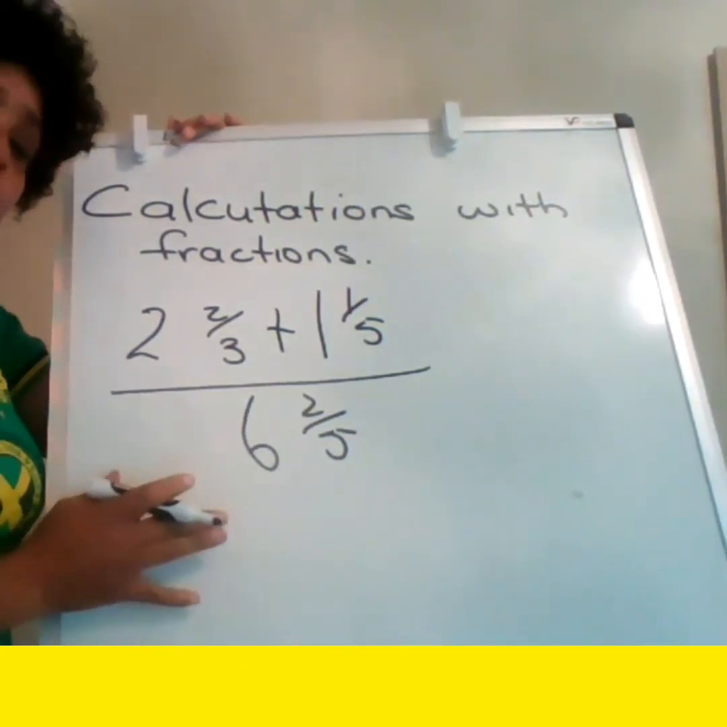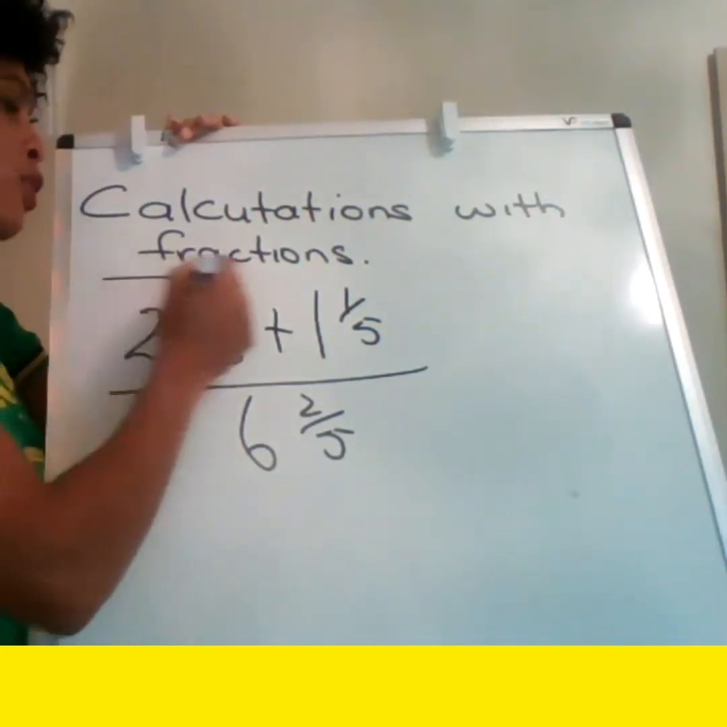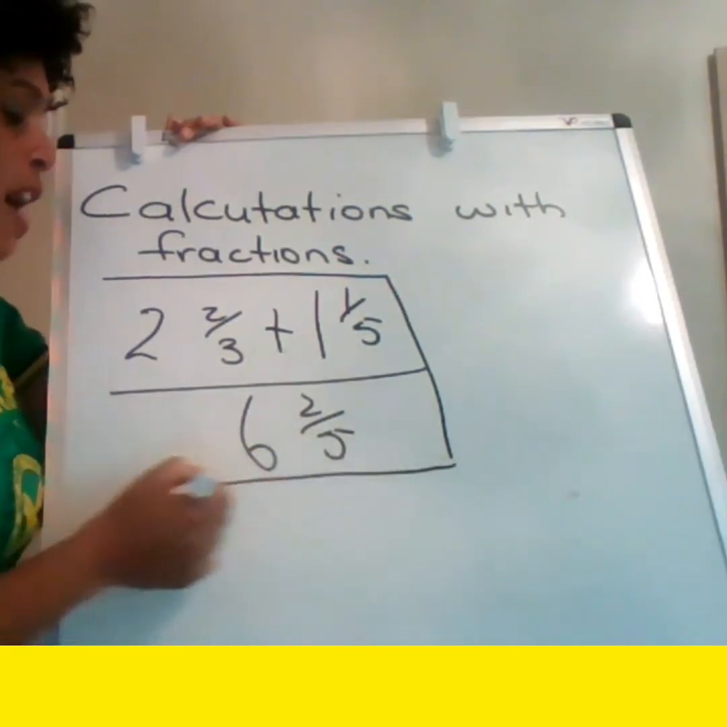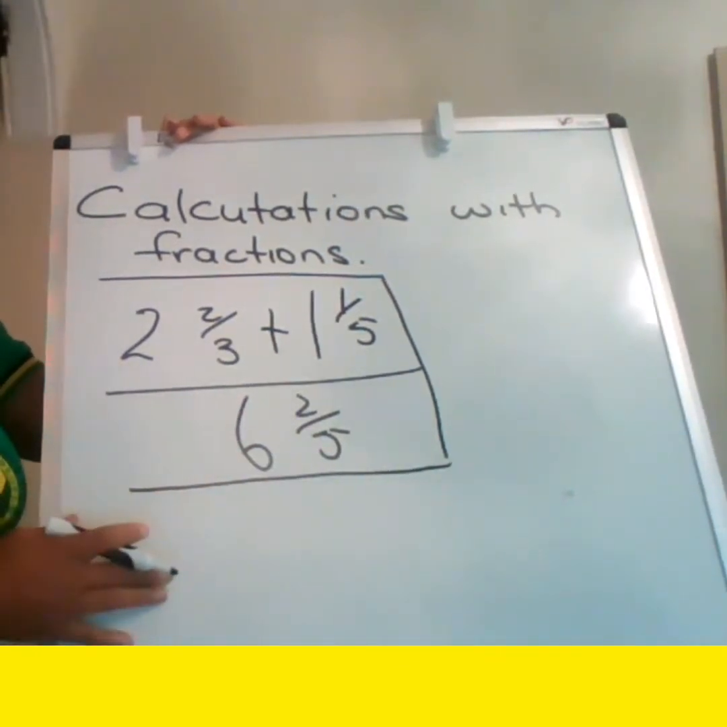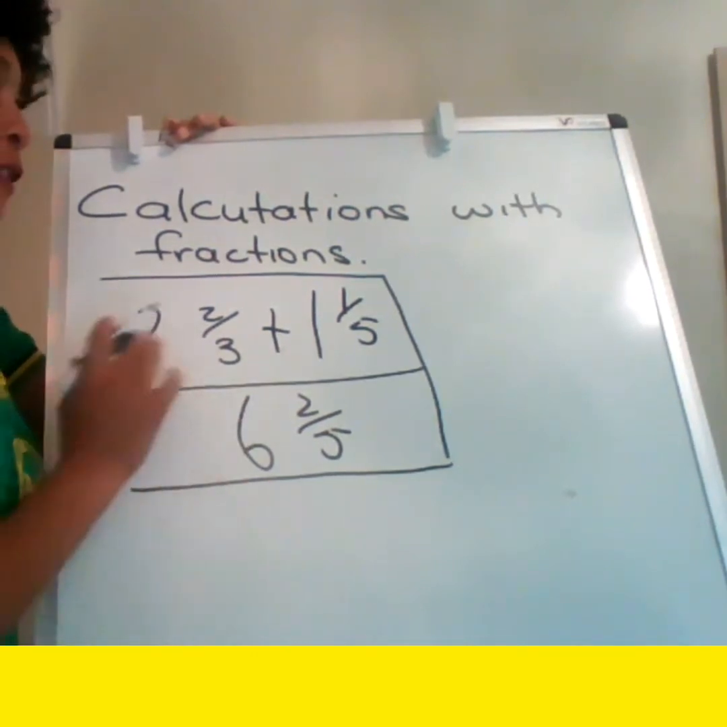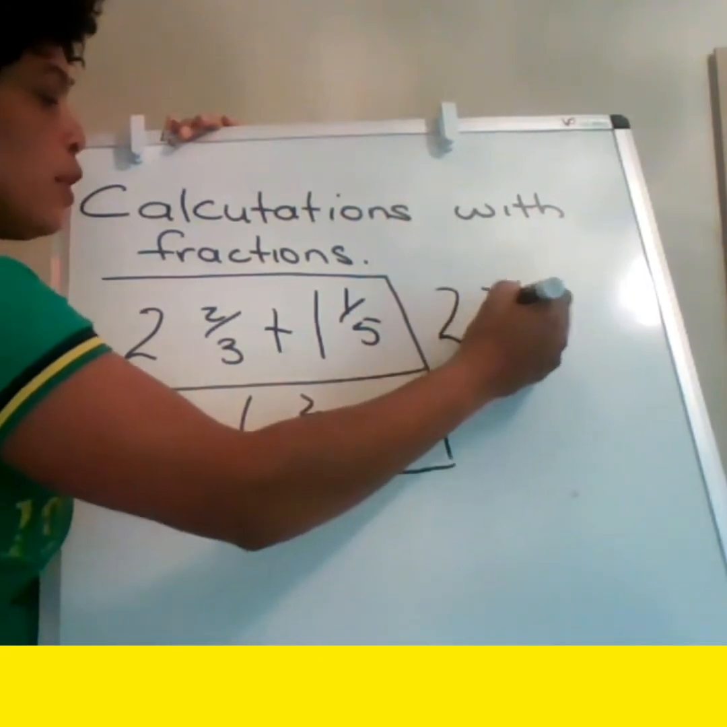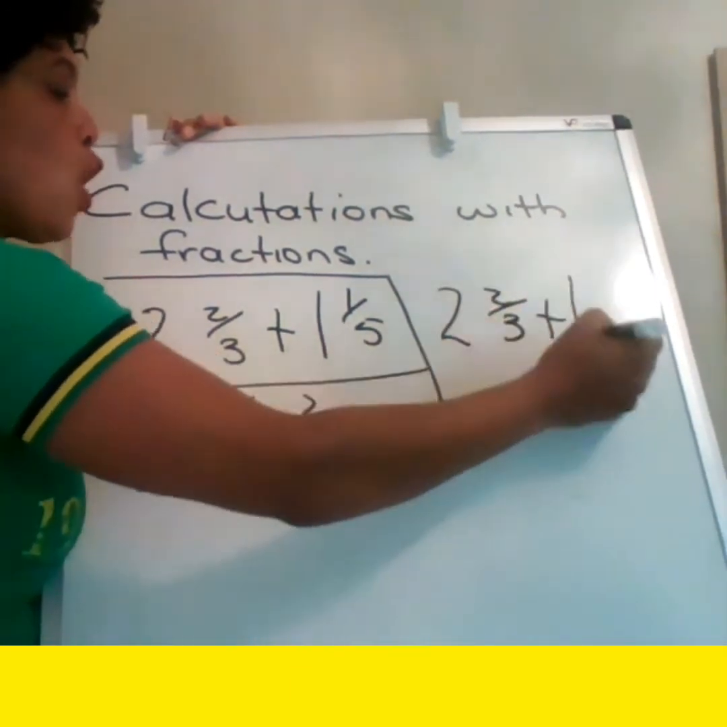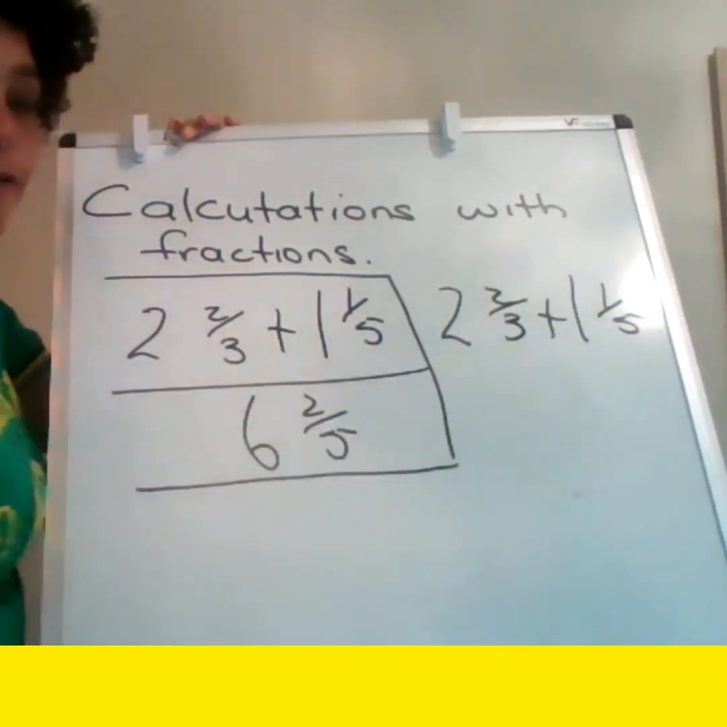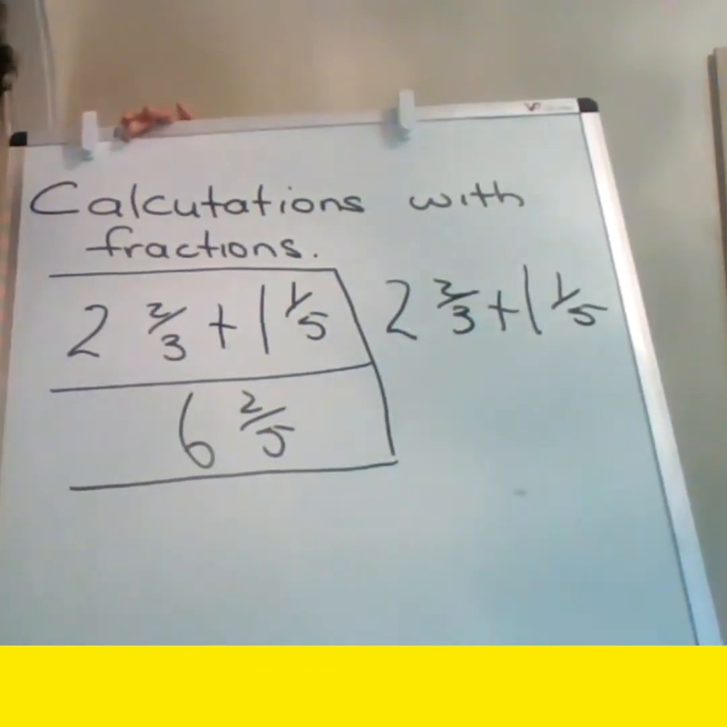But before I work this question out, I would like you to stop this video, have a go at the question, and see if you can work it for yourself. Now let's go. The first thing we're going to do is to do the addition part. So I have 2 2/3 plus 1 1/5. So that's the first part I'm going to be doing.